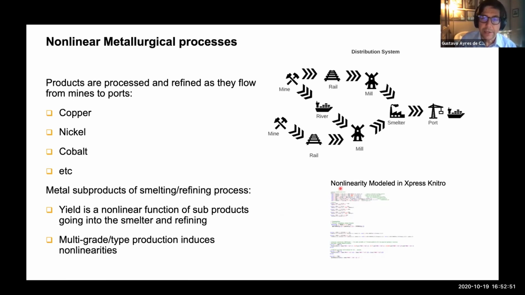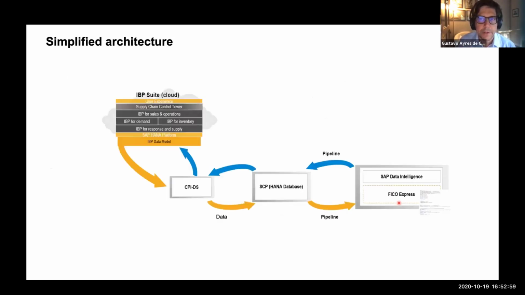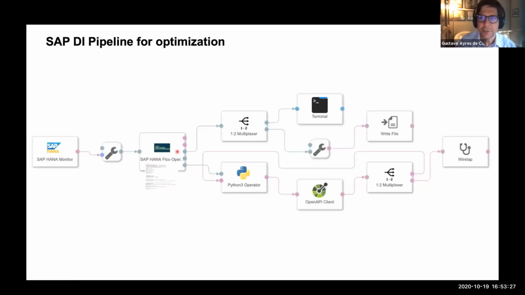And we modeled that nonlinearity using the Knitro engine inside Xpress. So for this simplified demo, what we have essentially is this FICO Xpress Knitro model running inside Data Intelligence and connecting back to SAP IBP. So you get a request from SAP IBP, you model and optimize that request, you send the results back to IBP, and the user will then get these results.